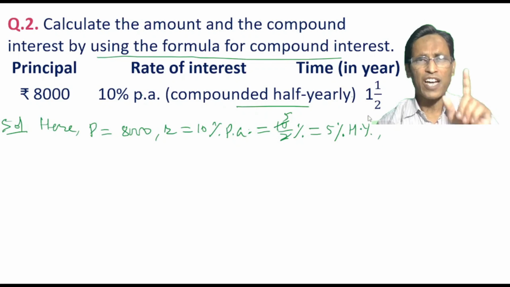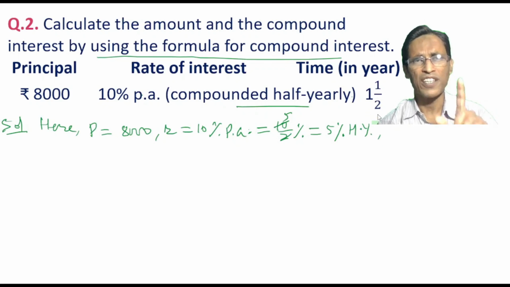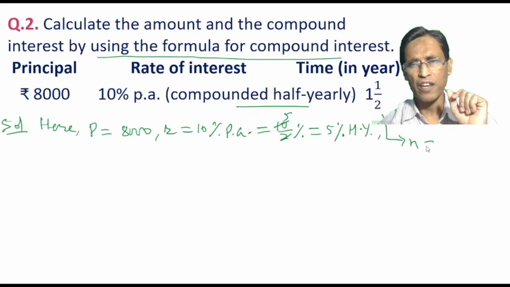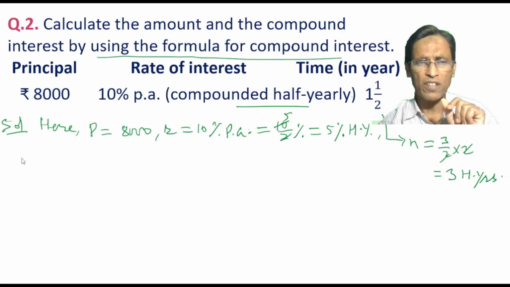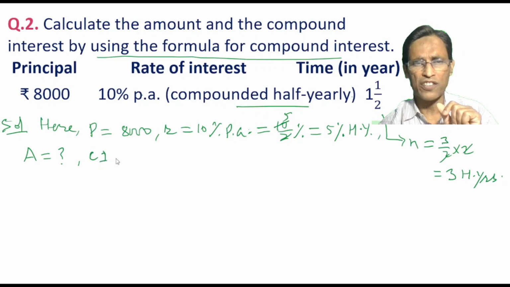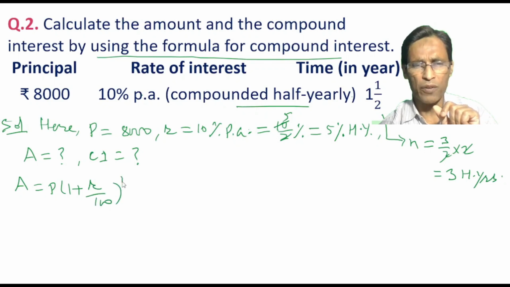In this case the time period, the number of years, here 1.5, also has to be converted into total number of half years, and so the number of half years will be 3 by 2 into 2, that is 3 half years. 3 half years. And the required value to be found is amount. Amount is unknown and compound interest CI is also unknown. As we know, amount A is given by P times 1 plus R by 100 to the power N.